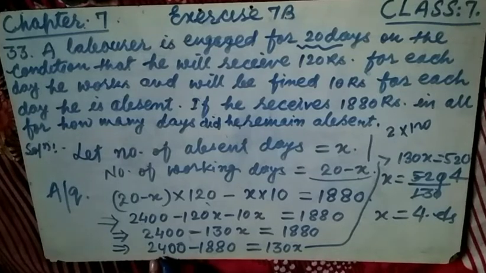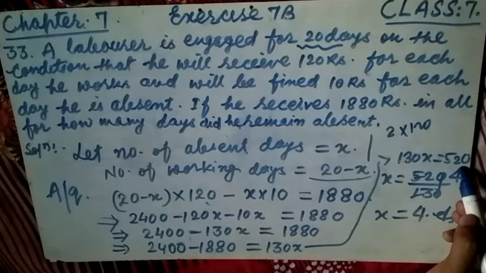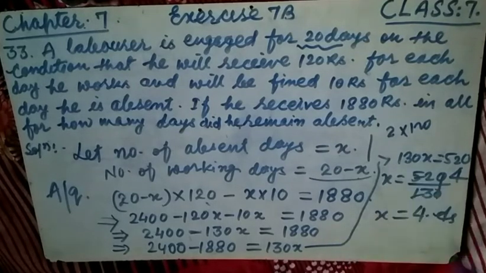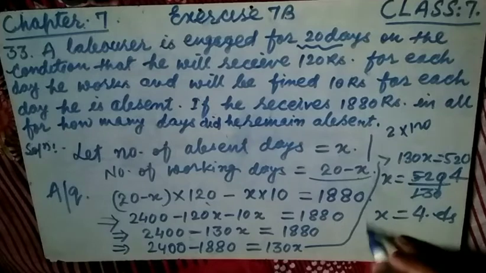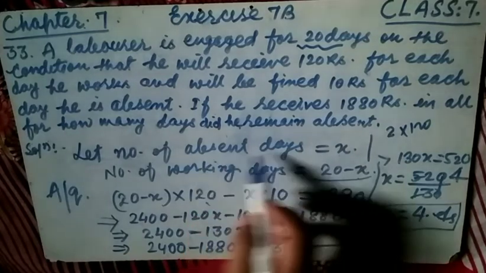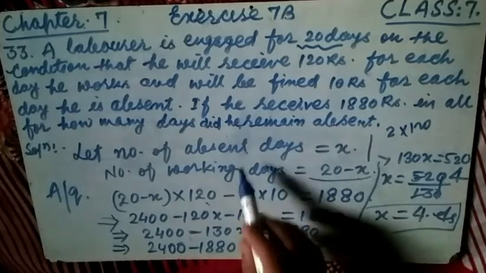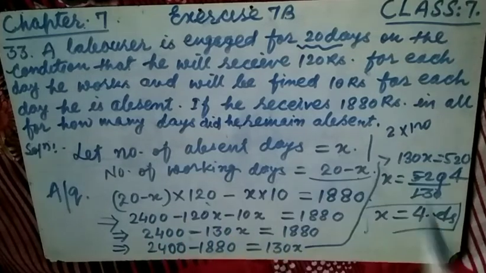Now 2400 minus 1880, we get 520. 130x is as it is. Now divide 520 by 130. Yes, the zero gets cancelled, 13 times 4. So x is equal to 4. What is x? x is the number of absent days. Here the number of absent days is x. This is your answer. I hope you will understand.